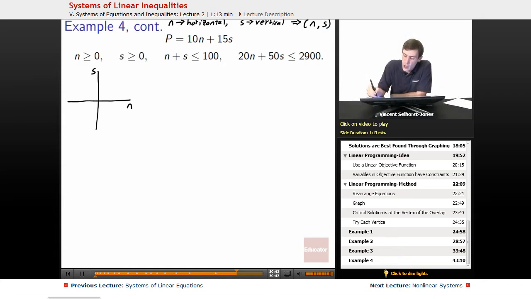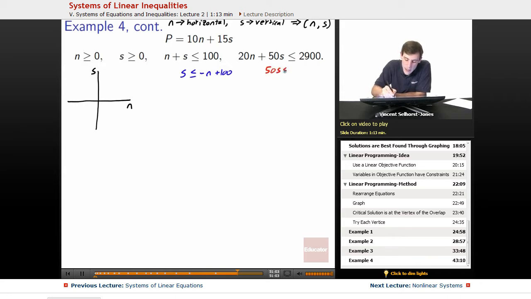Okay, since S is the vertical, and we normally solve for Y, the vertical, in terms of other stuff, we want to solve for S in terms of other stuff, because that's what we're used to. So N plus S less than or equal to 100 means that S has to be less than or equal to negative N plus 100. Then 20N plus 50S is less than or equal to 2,900.